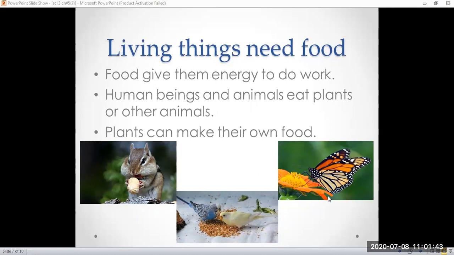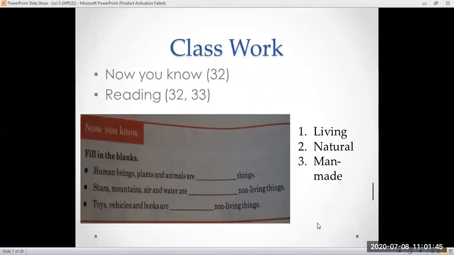So moving forward to our classwork. What is our classwork? First of all, open page number 32. Wait, Azan. Open page number 32. Now you know, keep the pen and pencils in your hands. Yes, Azan, now you can say what you want to say, but say it quickly.